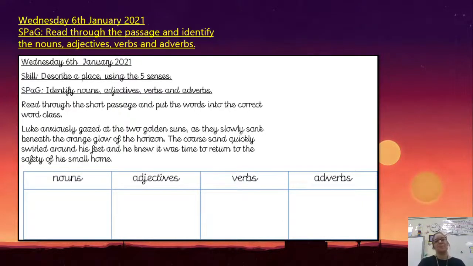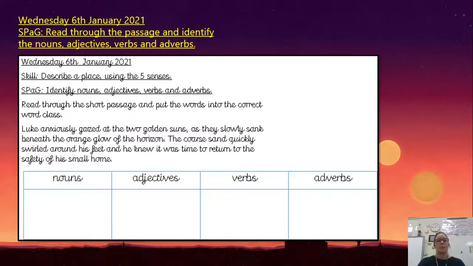Hi again. Okay, so time for English now. You'll again write your date and your skill in your catch-up book. Today's SPAG skill is to read through the passage and identify the nouns, adjectives, verbs and adverbs. So pause the video, underline your date and your SPAG, and then come back to me when you're ready to move on.